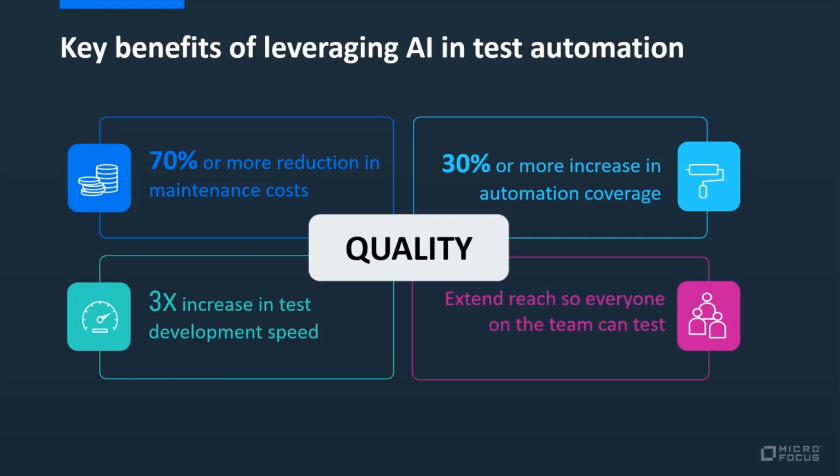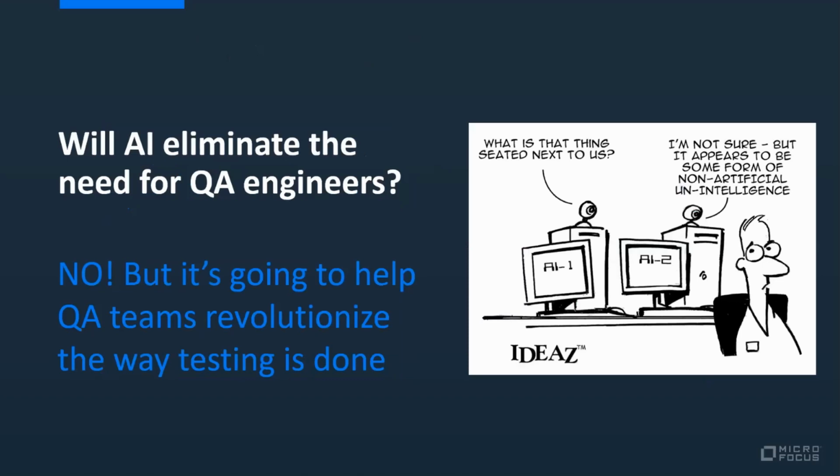And with that, the last thing that I want to share with you today before we move to the Q&A part is that many times I'm hearing this question: will AI eliminate the need for QA engineers? So the bottom line, guys, is no. But it's definitely going to help you and your QA teams to revolutionize the way testing is done. It's going to help you to be much more efficient, and to have much more fun in the day-to-day automation. With that, I'll hand it back to Nicole, and we can start with the Q&A part.